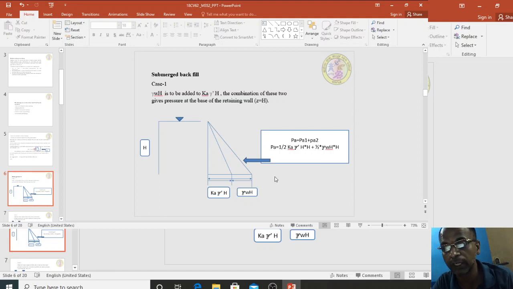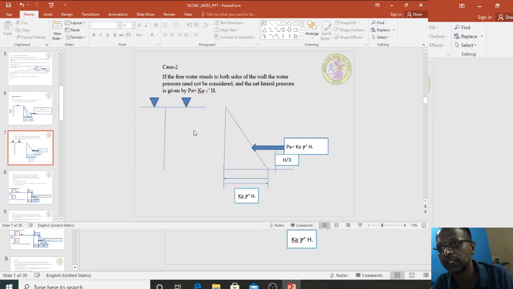If you are taking moment at any one point, PA into X, where X is the height at which the PA is acting, should be equal to PA1 into H by 3 plus PA2 into H by 3. To calculate it, take X is equal to PA1 into H by 3 plus PA2 into H by 3, divided by PA. If you do it, you will get the distance at which the pressure is acting. I hope you understood this equation.